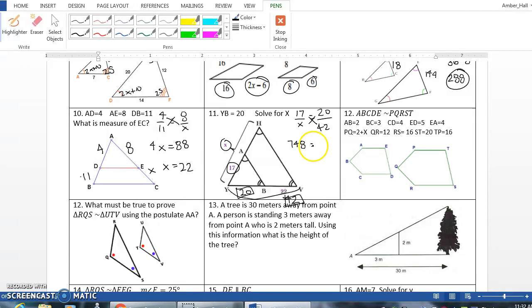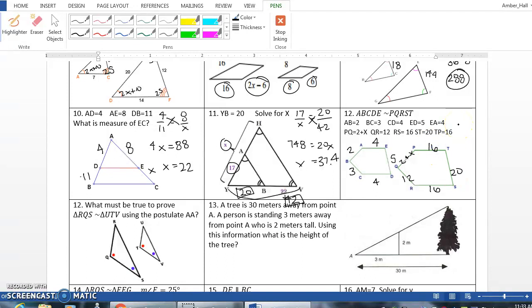748 equals 20x, and x equals 37.4. 12. ABCDE is similar to PQRST. AB is 2, BC is 3, CD is 4, ED is 5, EA is 4. PQ is 2 plus x. QR is 12, RS is 16, ST is 20, and TP is 16.